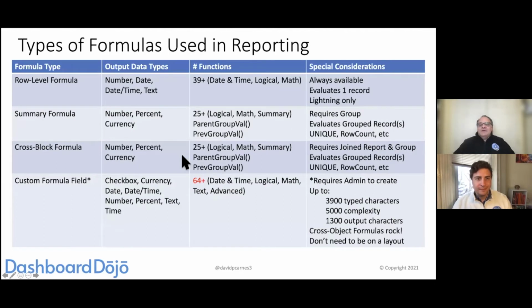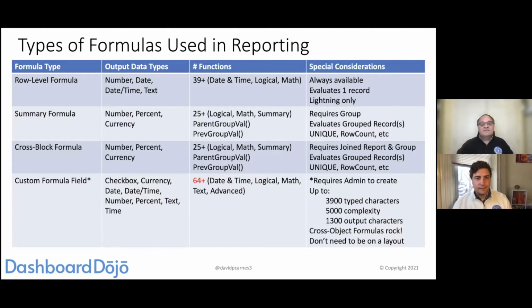As we talked through in the prior 2 sessions, and both of the recordings are available on the Dashboard Dojo resources page, we've stepped through these pretty thoroughly. We have row level formulas on a report. We can have one of those per report. We can have summary formulas on a report. We can have up to 5 of those per report.